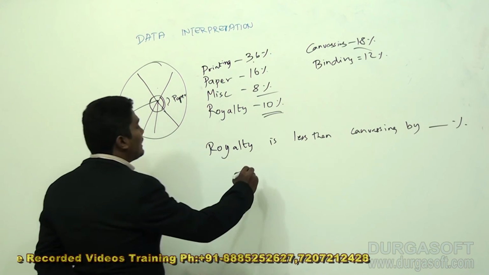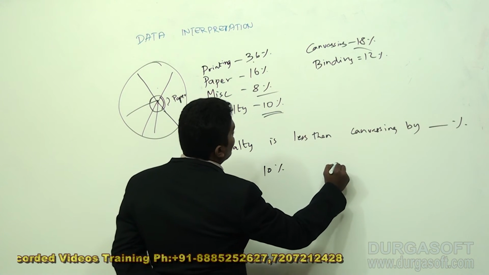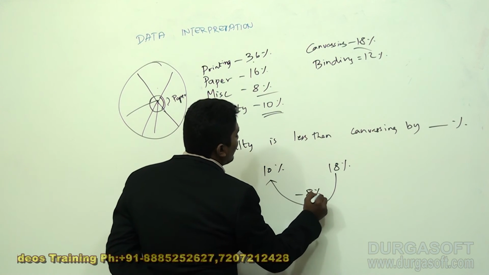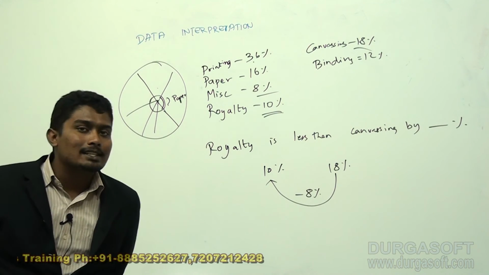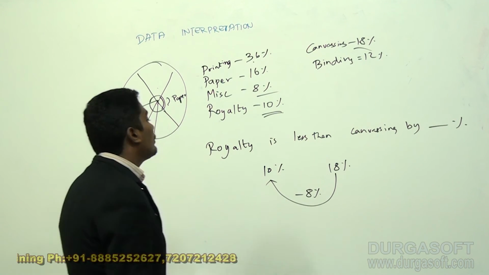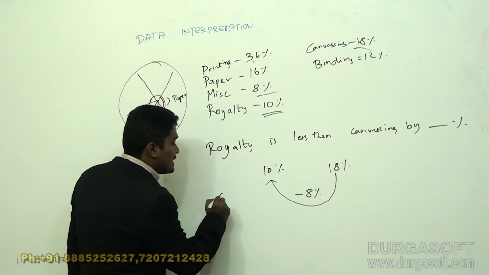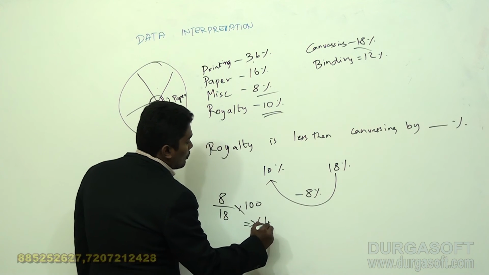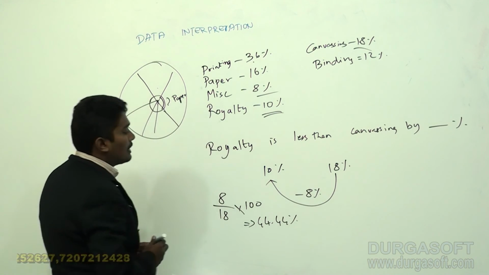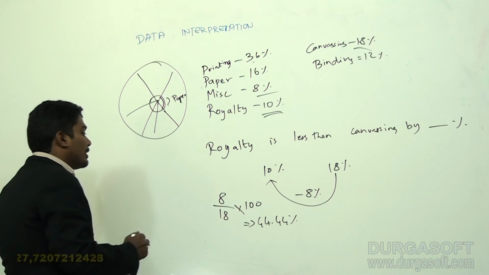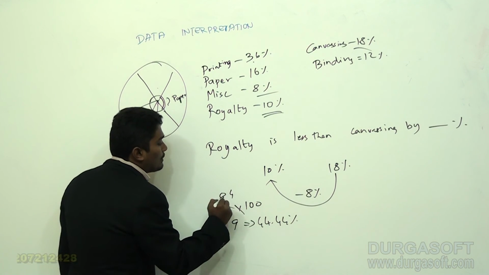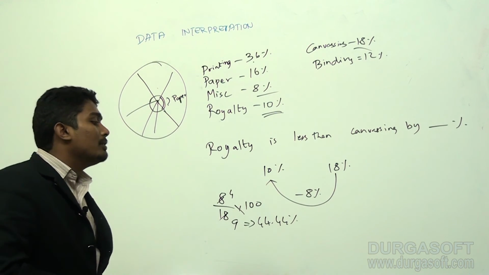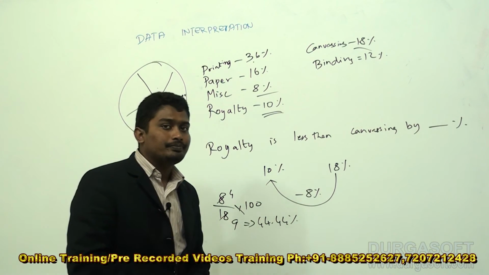Now I can say that the royalty is 10%, the canvassing is 18%. Now canvassing to royalty there is a difference of 8%, but I should not answer it as 8%. Reason is 8% is the absolute difference. I will need to find the percentage difference, that is 8 out of 18 is less. So 8 by 18 into 100, which is nothing but 44.44%, because second table 9 times, second table 4 times, 400 divided by 9 is nothing but 44.44. So the answer for this question will be 44.44%.